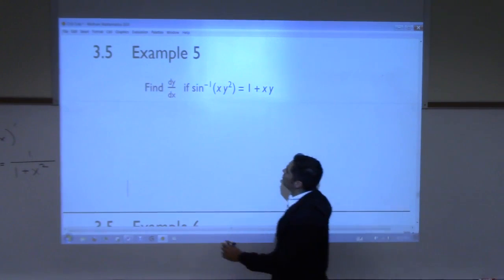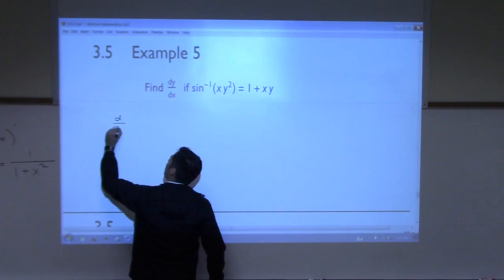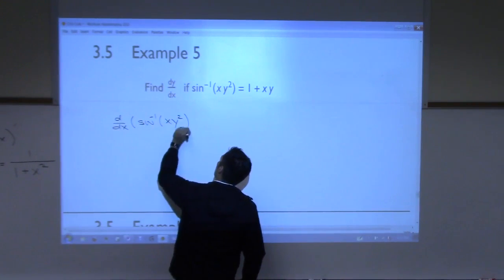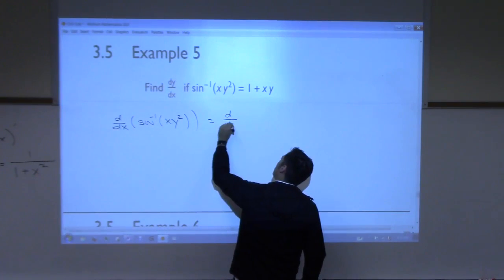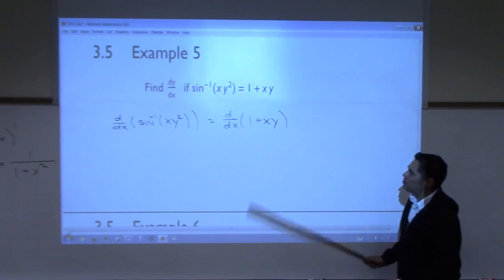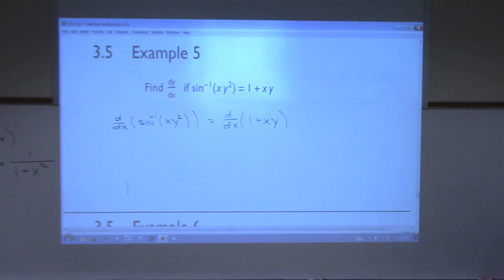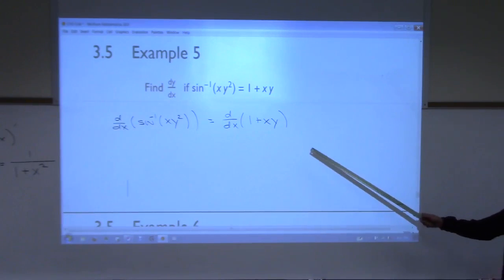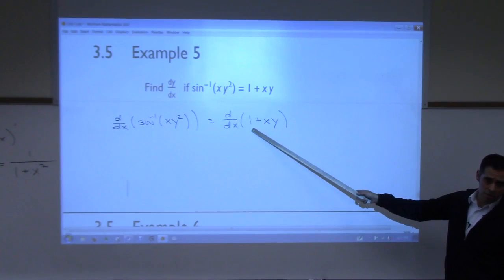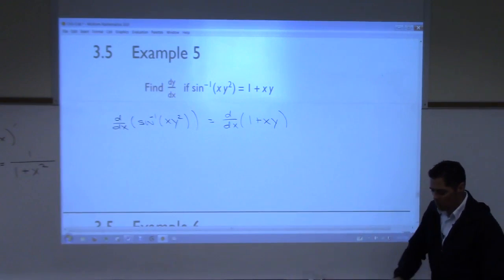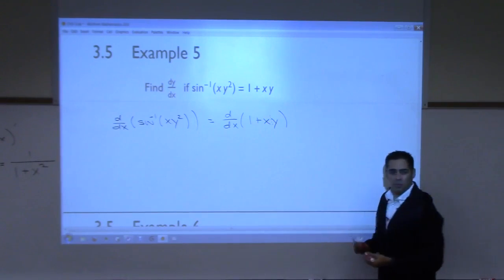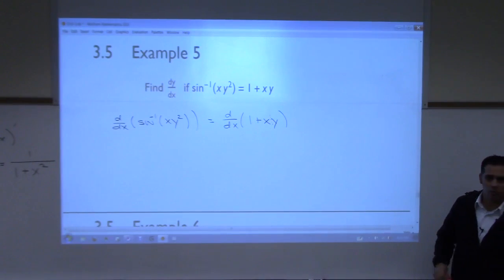So let's talk about the derivative with respect to x of the left side. And then we're going to have the derivative with respect to x of the right side. Maybe we'll start with the right side. I think the derivative on the right side is a lot cleaner and easier, so why don't we start there? What is the derivative of the sum of these two? Well, derivative of 1 is just 0, right? And what's the derivative of x times y? That's product rule. That is a product, right? And so you must apply the product rule.